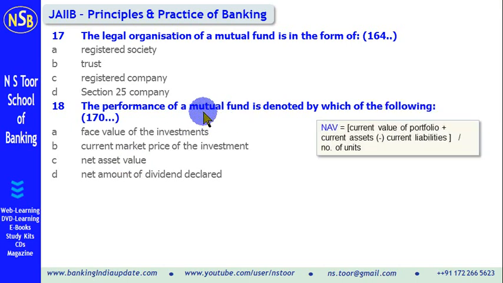So net asset value, how is it calculated? Net asset value is calculated as current value of the portfolio plus current assets minus current liabilities divided by number of shares, means number of units issued by that mutual fund. So net asset value is calculated like this, and this is an indicator of performance of mutual fund.